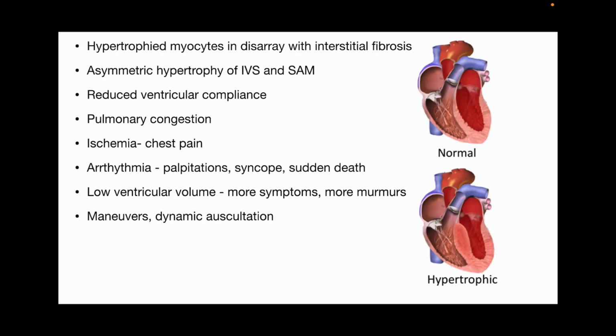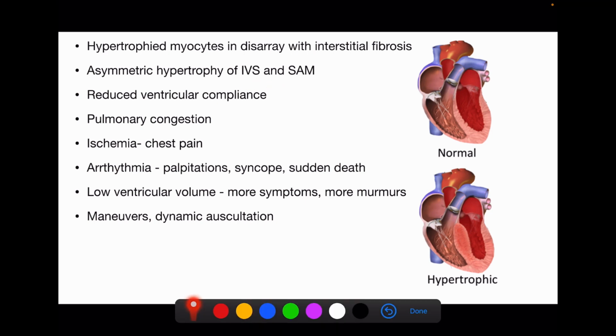So because of the mutation, you can see that the cardiac myocytes are arranged in complete disarray histologically, and there is also some interstitial fibrosis. So when you see histologically, the myocytes will not be organized; they will be completely disorganized with some interstitial fibrosis. So I want you to remember two key things in association with hypertrophic cardiomyopathy, and that is asymmetric hypertrophy of the interventricular septum and SAM. SAM stands for systolic anterior motion of the anterior mitral leaflet.